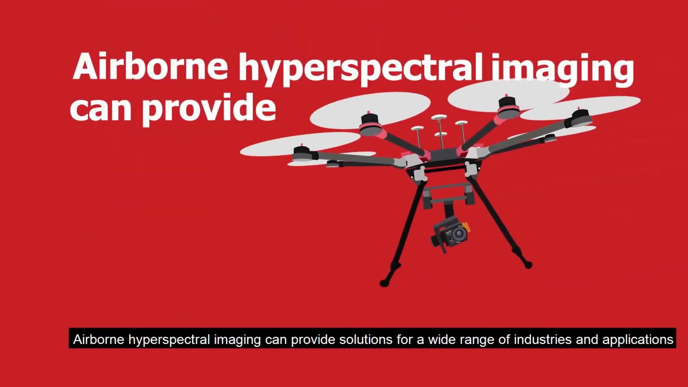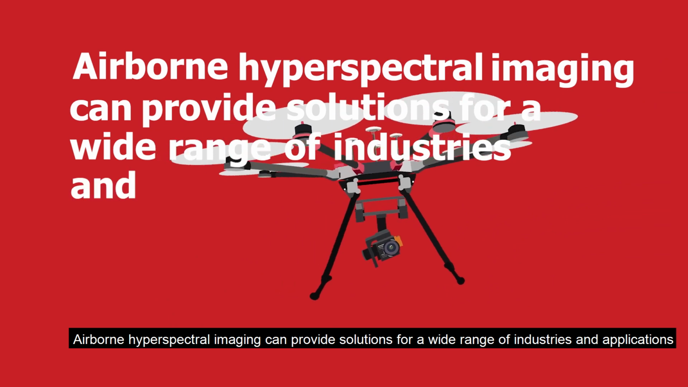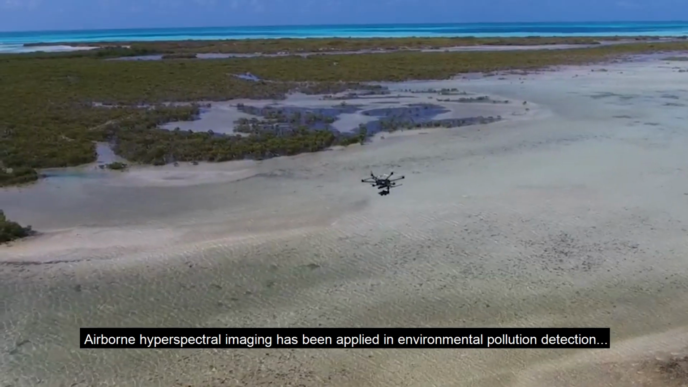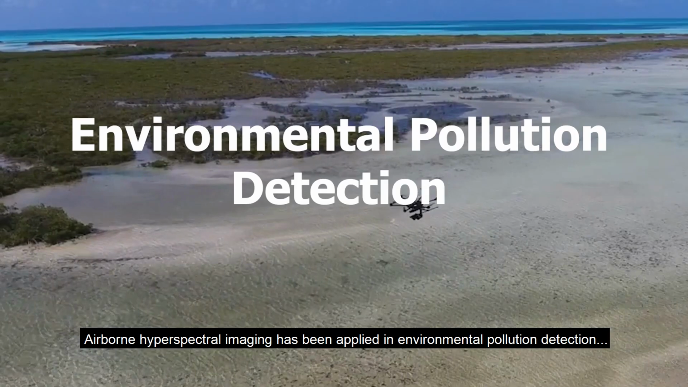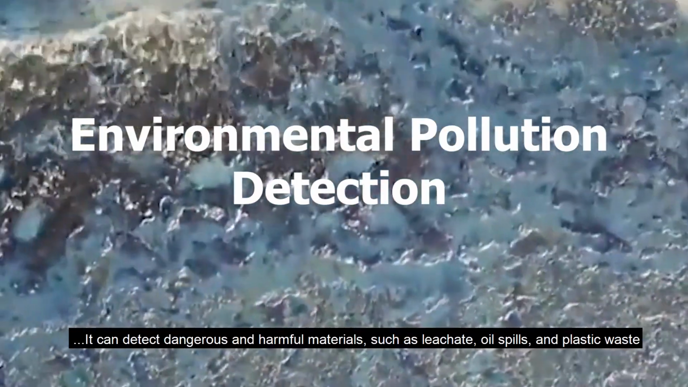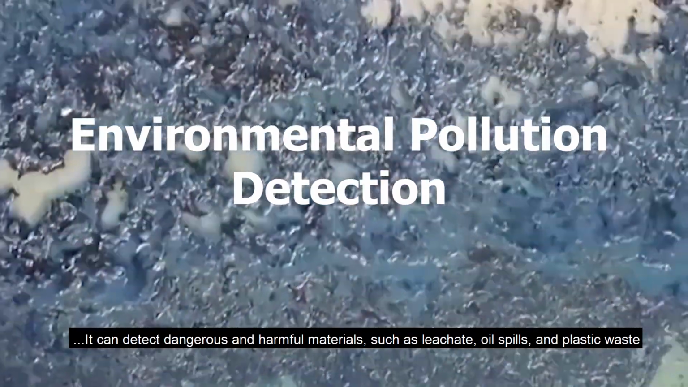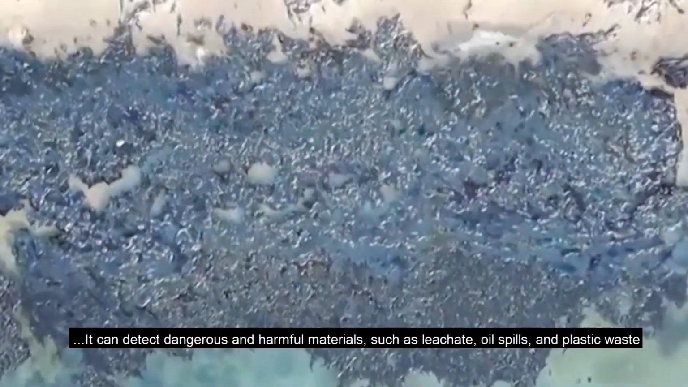Airborne hyperspectral imaging can provide solutions for a wide range of industries and applications. Airborne hyperspectral imaging has been applied in environmental pollution detection. It can detect dangerous and harmful materials, such as leachate, oil spills, and plastic waste.